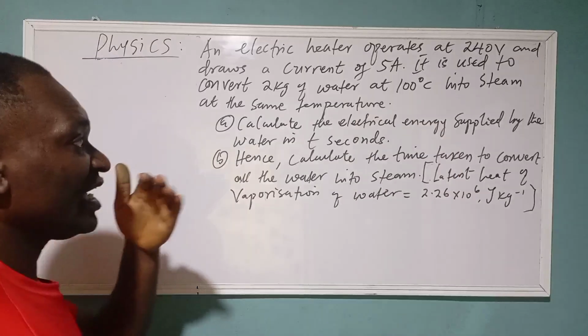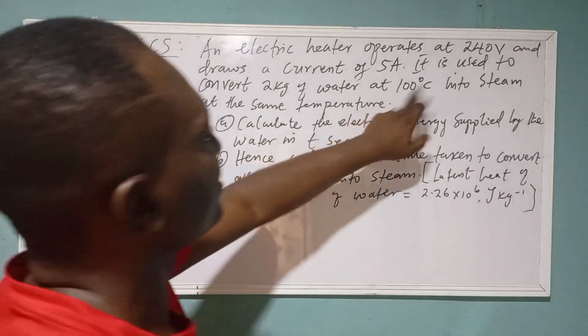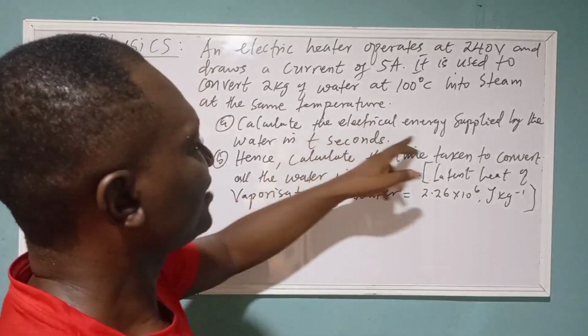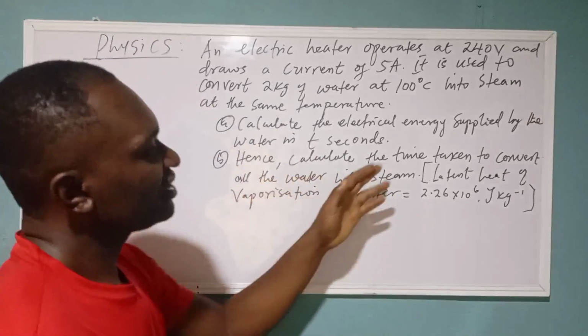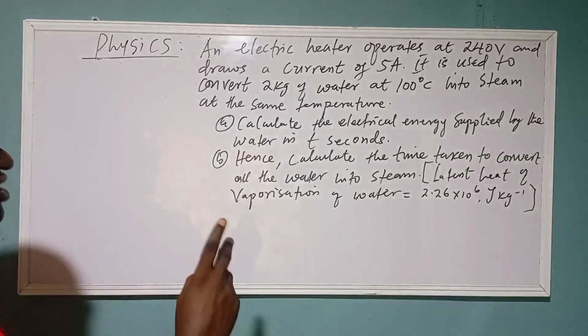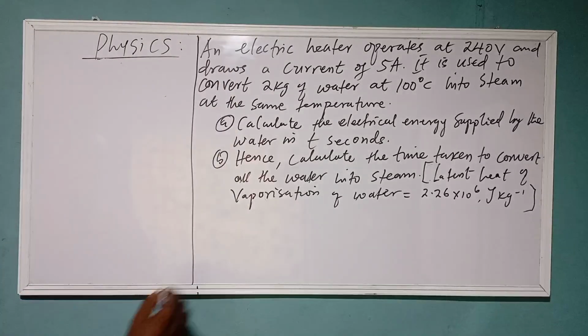So we would either be dealing with latent heat of fusion or latent heat of vaporization. But since it's 100 degrees centigrade, we're talking about vaporization. Now, calculate the electrical energy supplied in T seconds, and hence calculate the time taken to convert all the water into steam. So we're going to be doing two things. We are going to calculate the heat energy and the time it takes to convert water into steam.